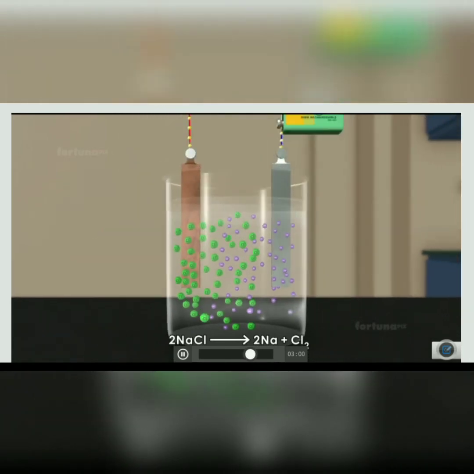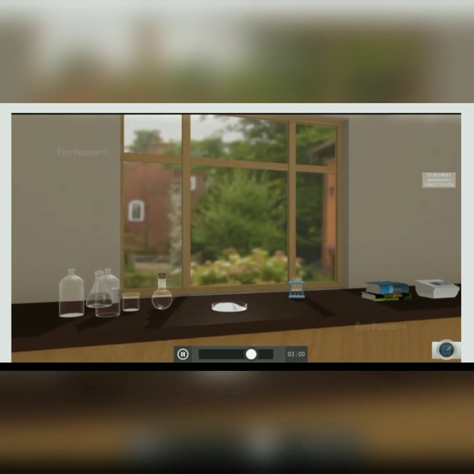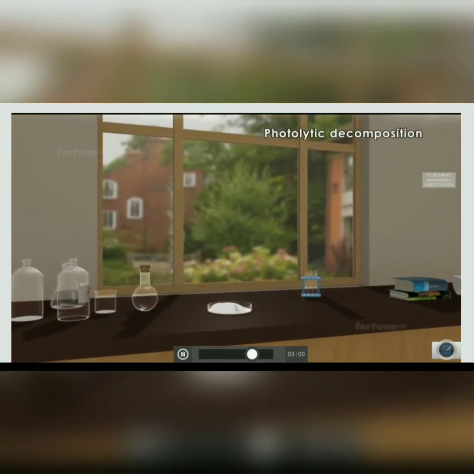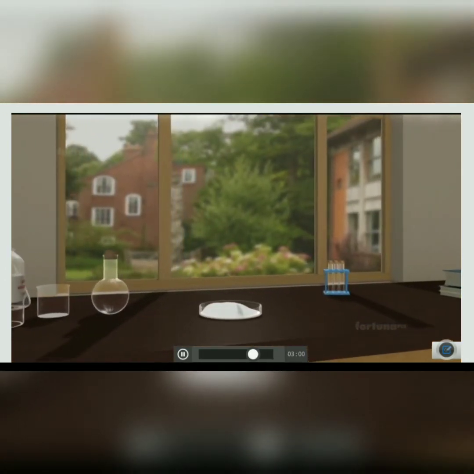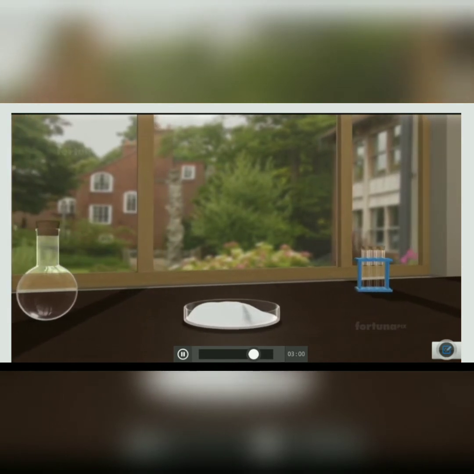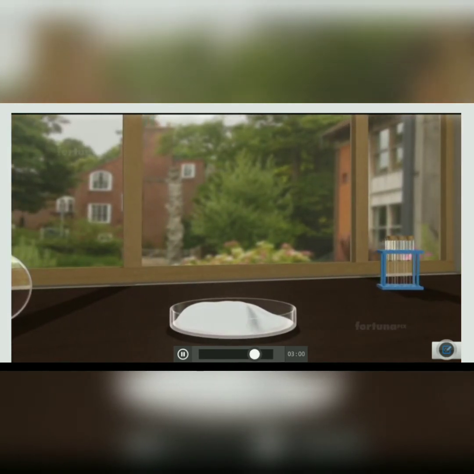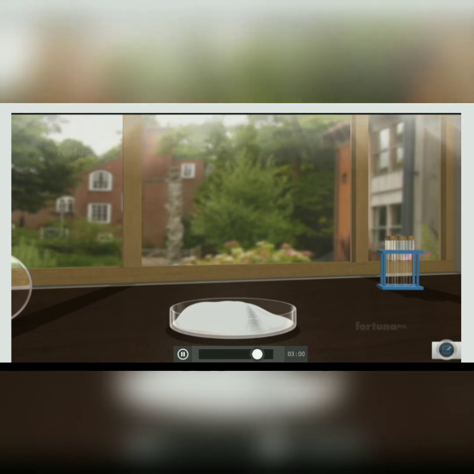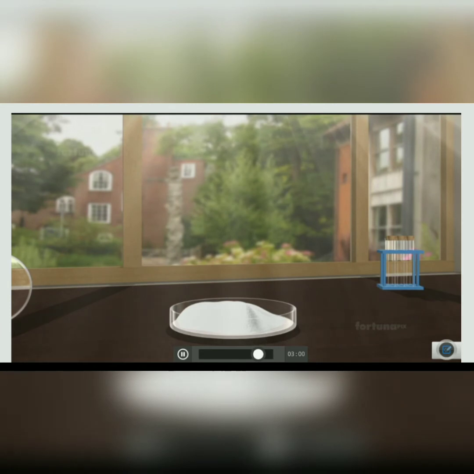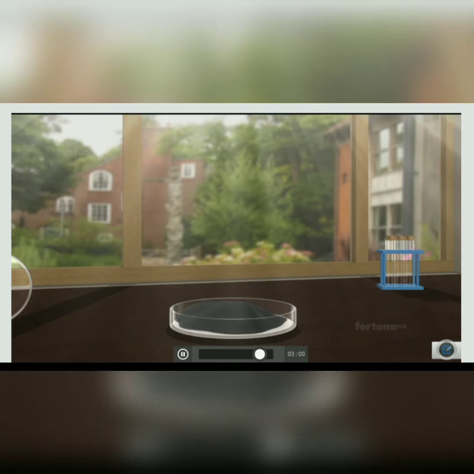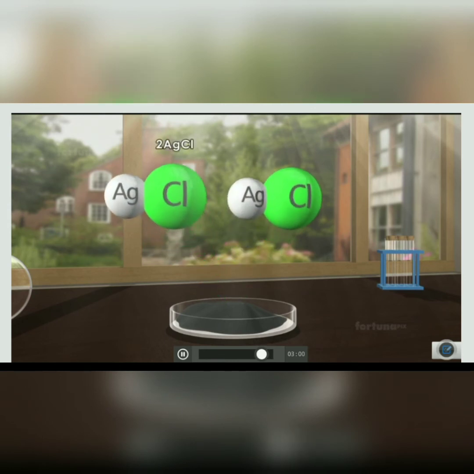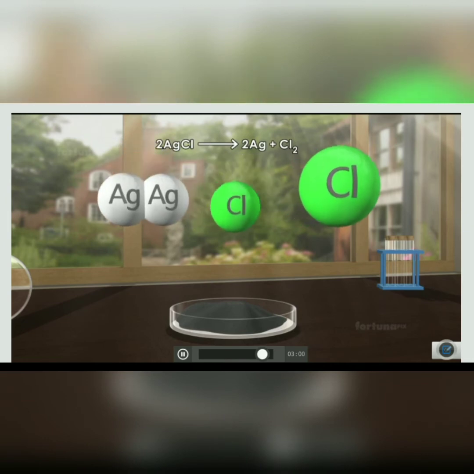The third type of decomposition reactions are photolytic decomposition reactions, in which the energy to decompose the substance is taken from light. For example, when we expose white crystals of silver chloride to direct sunlight for some time, the sunlight decomposes the white crystals of silver chloride into grey in color, and silver chloride is decomposed into silver and chlorine.